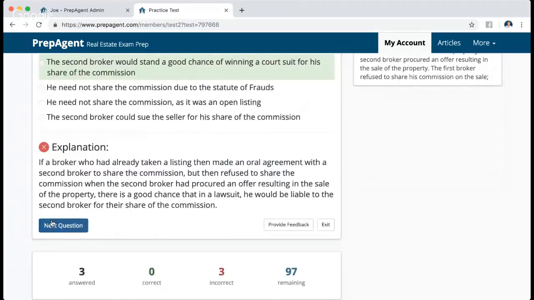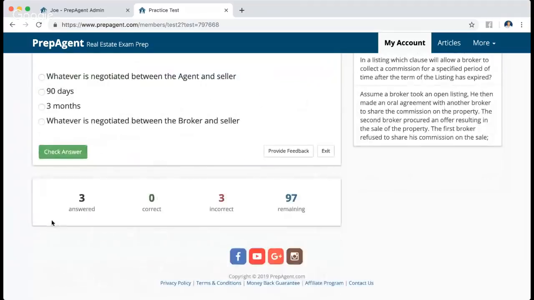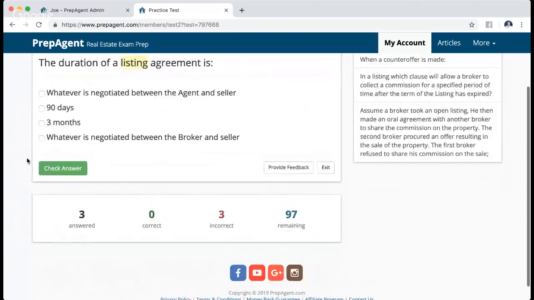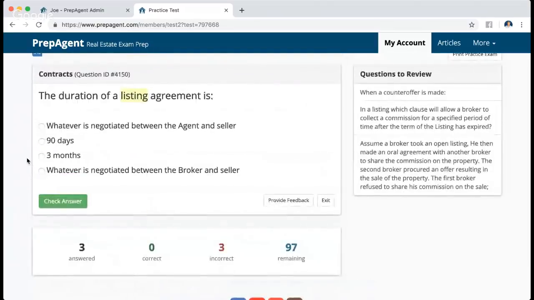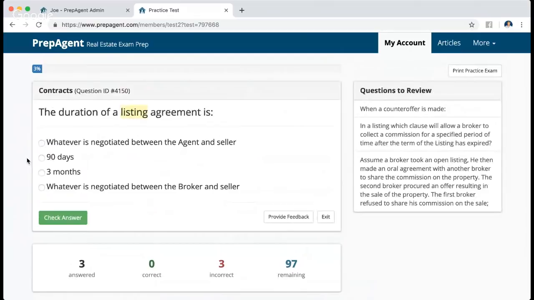Yeah, even if it's open listing, Tanya. They still help procure the buyer. And not in this one. This one, that's an exclusive agency listing.